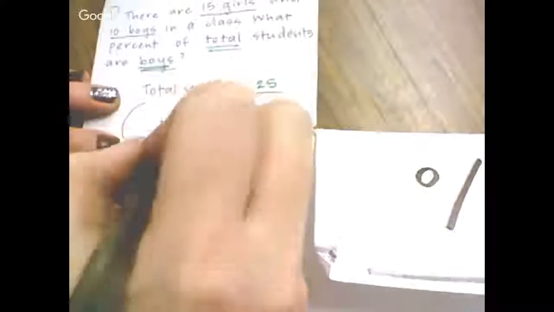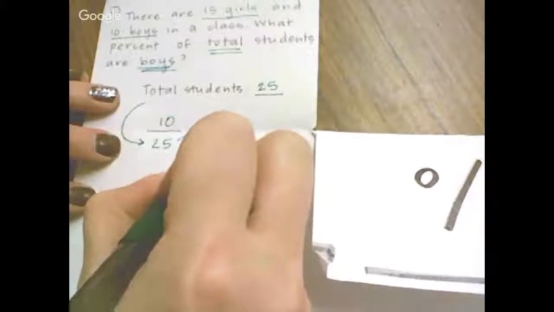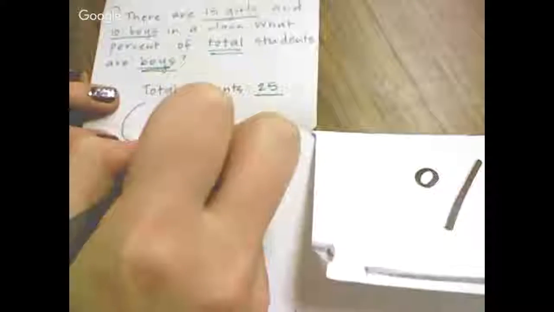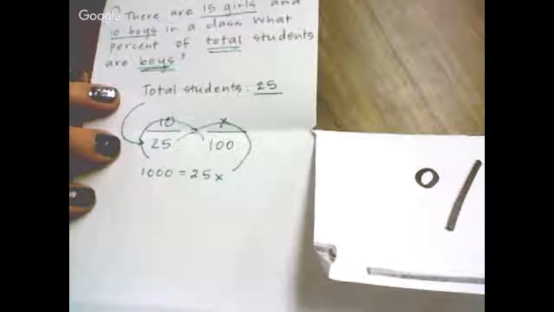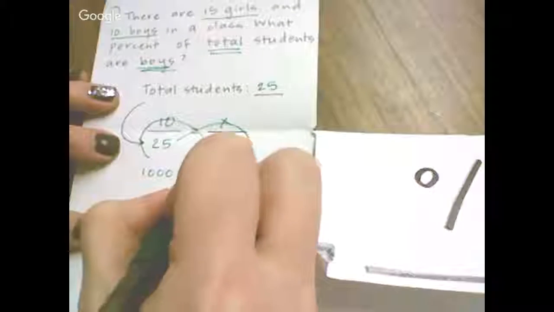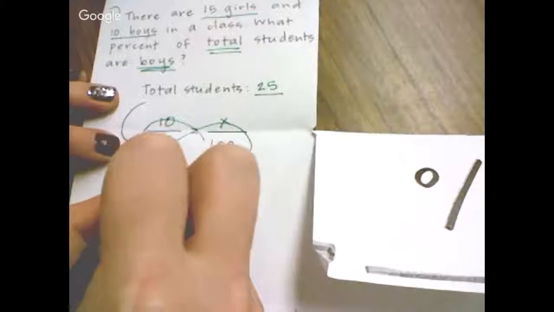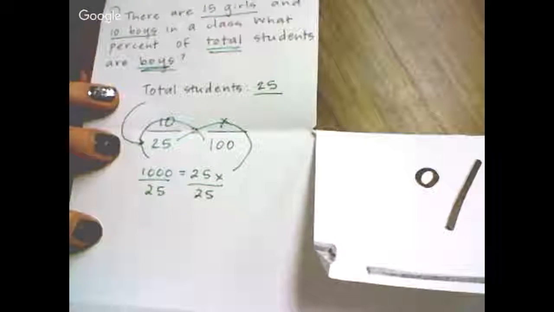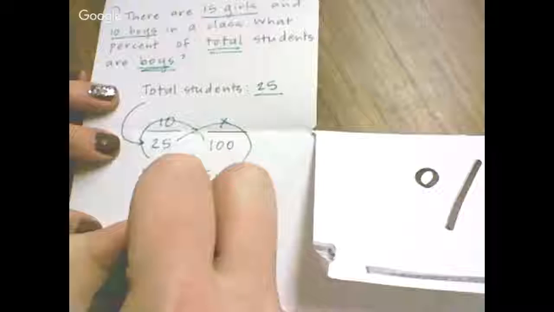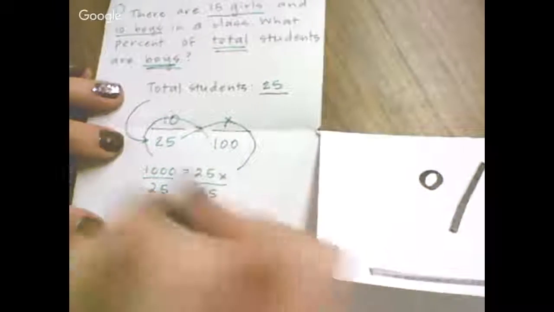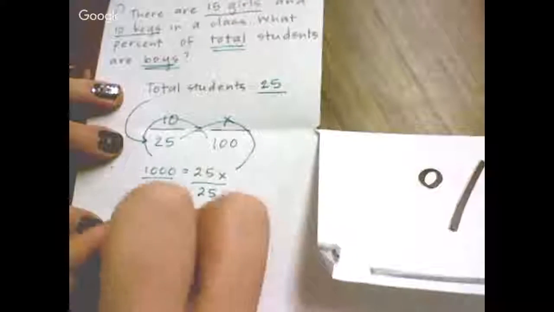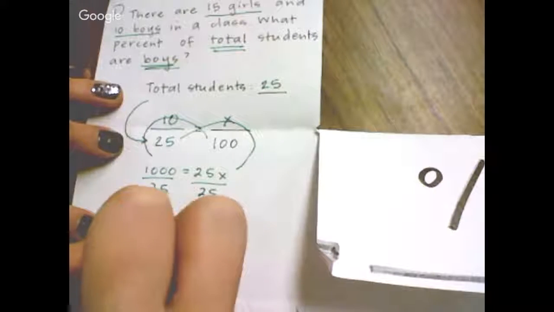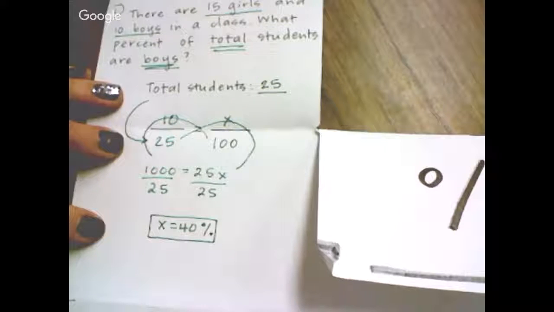Then it's just solving my proportion. So just like we did before, I have 25x. 10 times 100 is 1,000. And then I divide by 25. And then I get x is equal to 40. And because it said percent, my answer is 40%. Let's look at another problem.